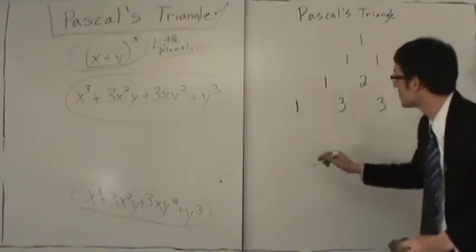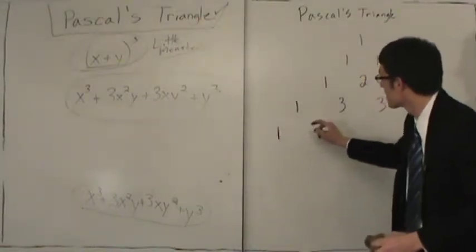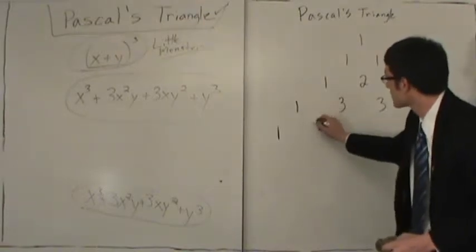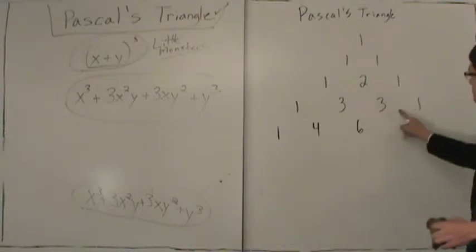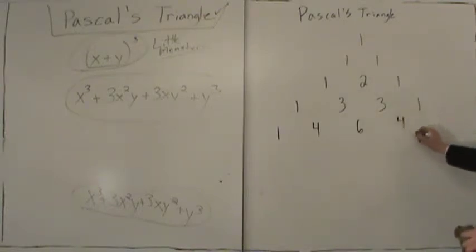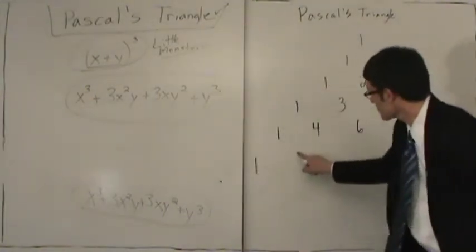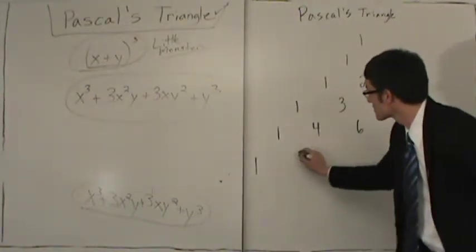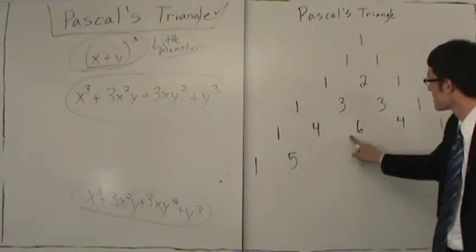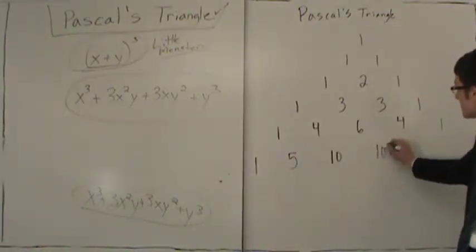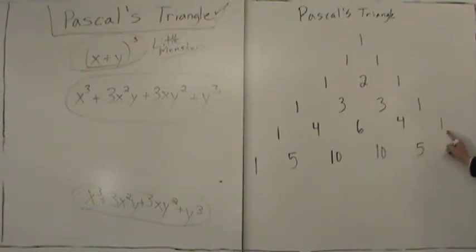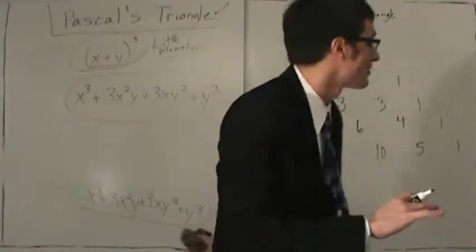Can you guess the next row? It always starts with a 1. And what's 3 plus 1? 3 plus 1 is 4. What's 3 plus 3? 3 plus 3 is 6. What's 3 plus 1? 3 plus 1 is 4. And put a 1 on the end. Watch this. 1. 1 plus 4 is 5. 4 plus 6 is 10. 6 plus 4 is 10. 4 plus 1 is 5. And we have a 1 on the end. And so on and so forth. This pattern continues. The triangle never ends.